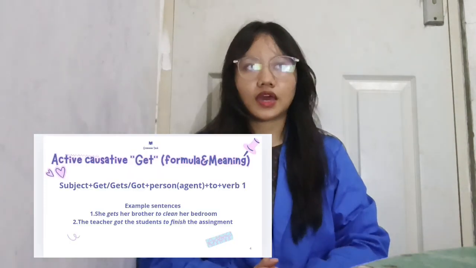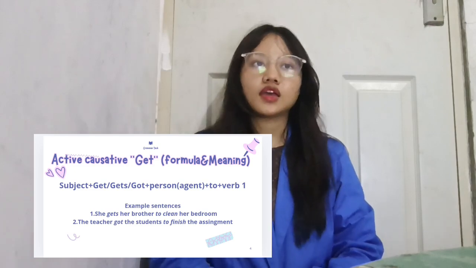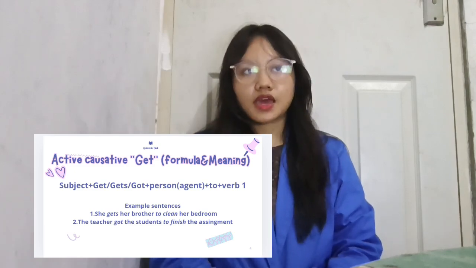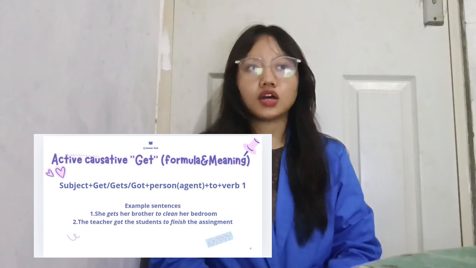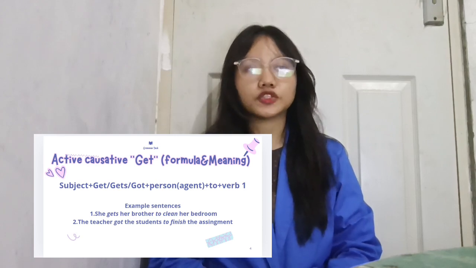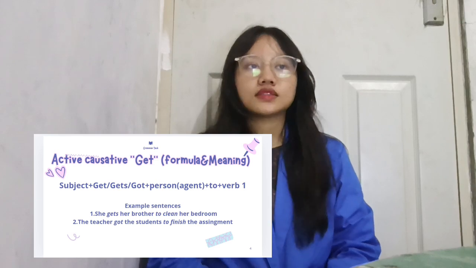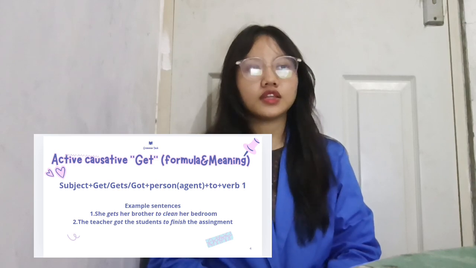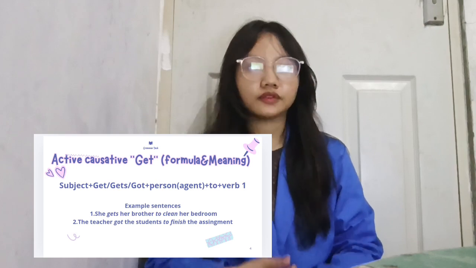Active causative get formula and meaning. Subject plus get, gets, or got plus person (agent) plus to plus verb 1. Example sentences: 1. She gets her brother to clean her bedroom. 2. The teacher got the student to finish the assessment.